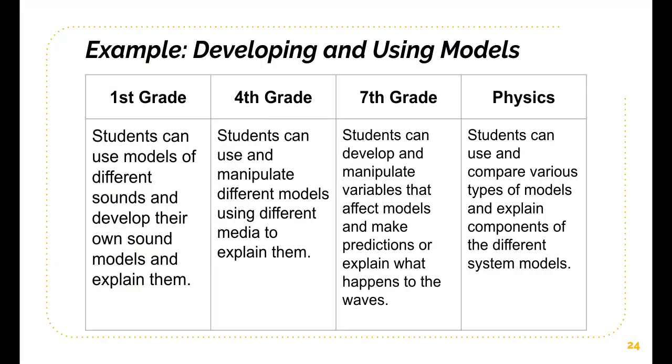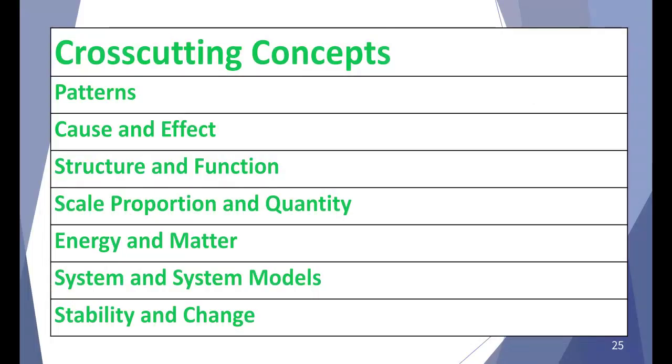So in the example of waves and developing and using models from 1st to 4th to 7th to physics, you can see there how students do different things with modeling, and the modeling gets more complex as they go through. They're going to focus on sound in 1st grade, make their own models of sound. Then in 4th grade, they're going to use different models with different types of media and be able to explain those. And then in 7th grade, they're going to manipulate variables and make predictions about what happens to waves in different conditions. And then in physics, they look at different system models and compare different types of models and the components of the waves. So you can see how it gets more complex from grade level to grade level, just like it did with the content.